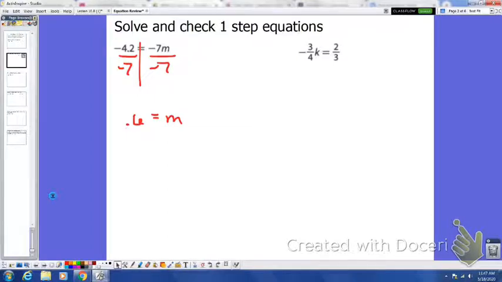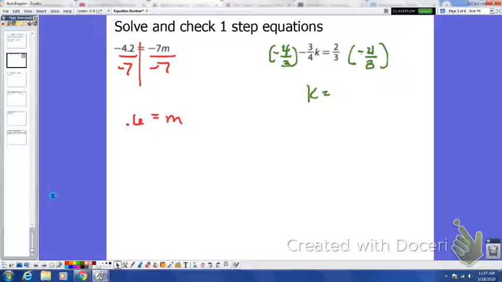Okay, and our last one step, we have negative 3/4 k equals 2/3. When I see that fraction being multiplied, remember we want to think about multiplying by the reciprocal. So the reciprocal of negative 3/4 would be negative 4/3. Remember, we flip it, we keep the sign, and we have to do that on both sides. So 2/3 times negative 4/3. So negative 4/3 times negative 3/4 is 1, so we end up with just k.